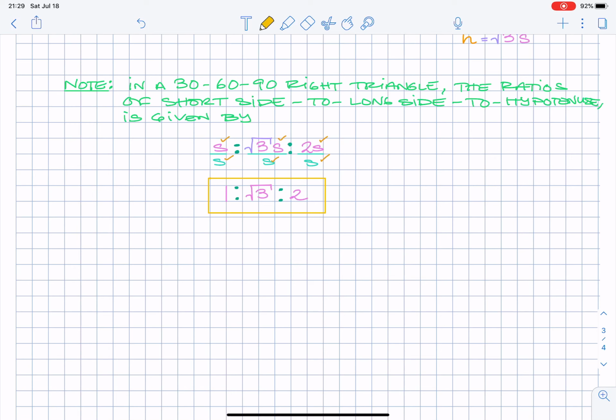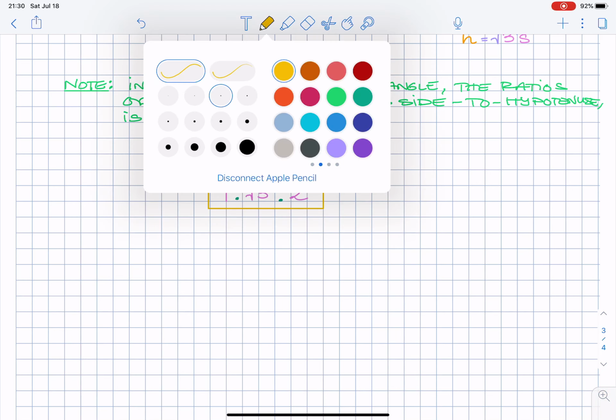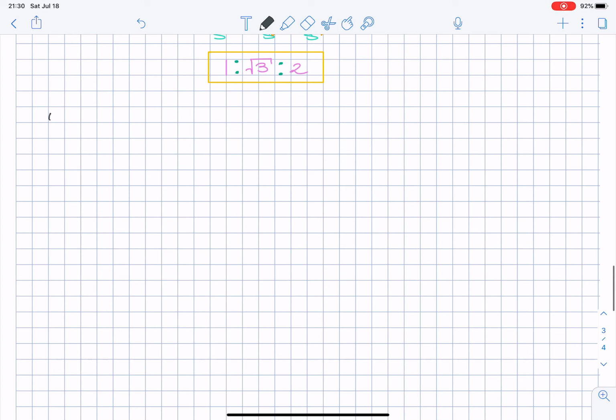Okay, so for example, let's finally do examples with this. Make that box a bit smaller. So let's find the missing sides in each scenario. Or let me put it this way, find the measure of the missing sides in each of the following.